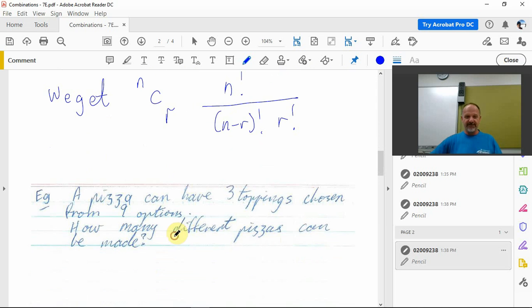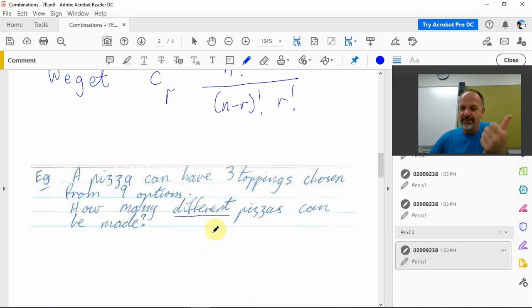How many different pizzas? If they're different pizzas, they need to have different stuff on them. So if you've got ham, cheese, and mushrooms, what's on your pizza? Does it matter whether it's cheese, ham, and mushrooms, or mushrooms, ham, and cheese? They've still got those same 3 things. So in terms of the toppings, the pizzas are not different ones.